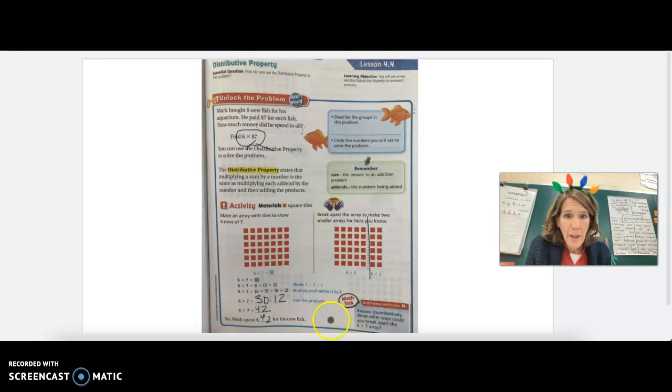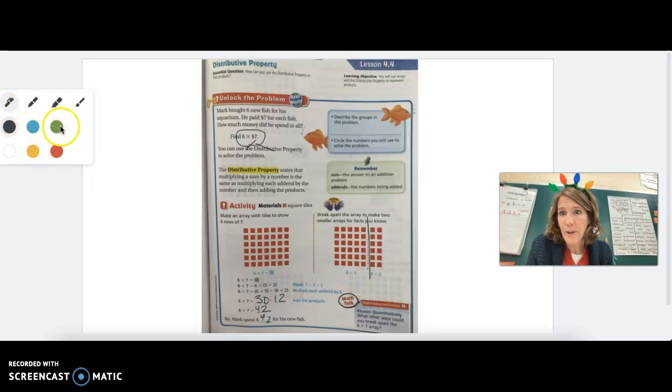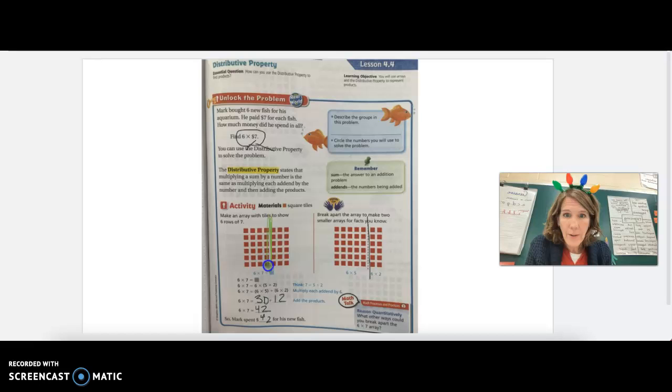Okay? What other ways could you break apart the 6 times 7? Well, we could break it apart a bunch of different ways. Let's get a different color, right? Instead of doing 5 and 2, we could break 7 into 4 and 3. We could break it right here, 4 and 3. So 6 times 4 plus 6 times 3. Okay?